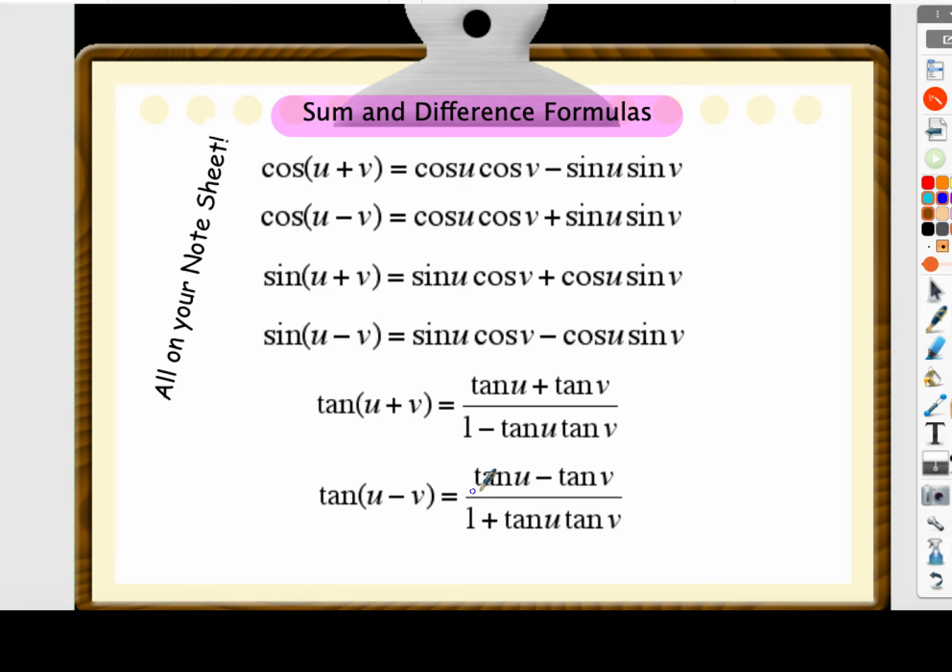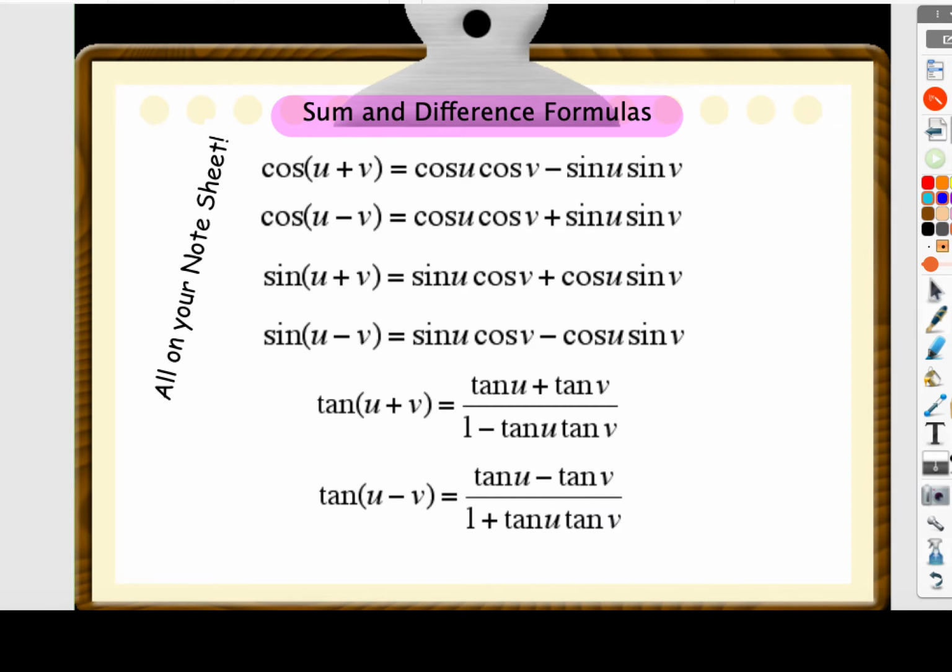If it's a difference, the only thing that changes is the top and the bottom. Those signs change very simply. So again, tangent of the first angle minus now tangent of the second angle, over 1 plus the tangents multiplied.